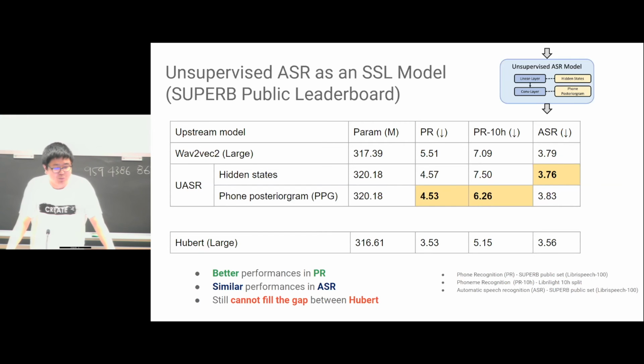And we are finding that by only adding this unsupervised ASR, which is less than 1% of the parameter size of the Wave2IQ large base model, we are getting a much better result on phoneme recognition, no matter the size, like 100 hours of Librispeech or 10 hours of Librispeech. But we only get similar performance on ASR, which is a bit sad, but we can still fill the gap to Hilbert on the SUPERB public benchmark.